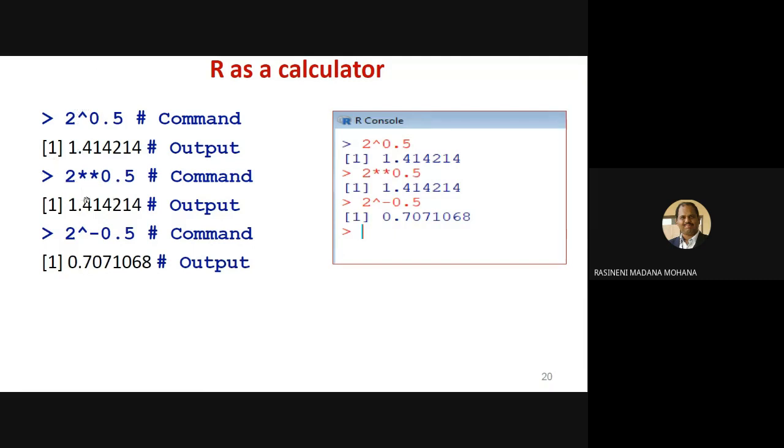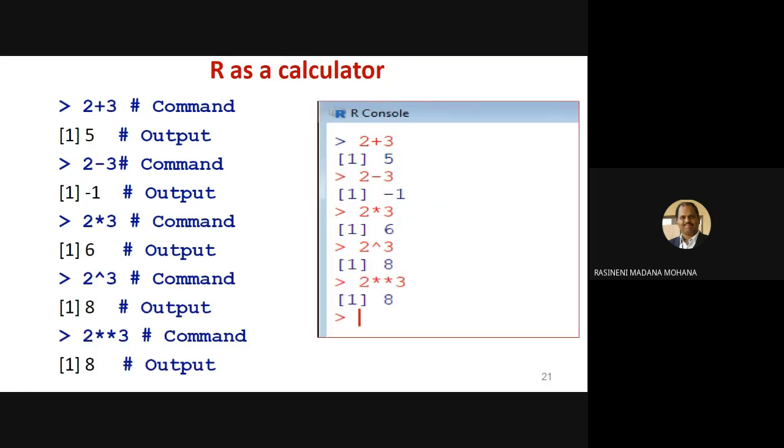So as an alternative to the exponent symbol, you can use the double asterisk symbol also. You can even take negative values, like 2 power minus 0.5, which gives the value. So like that, all basic calculations you can perform directly in the command line prompt by typing the values, and directly you will get the results.